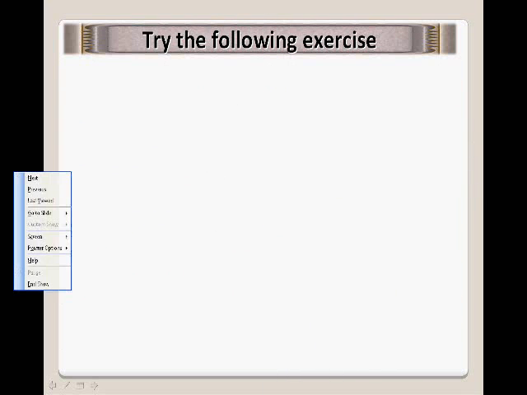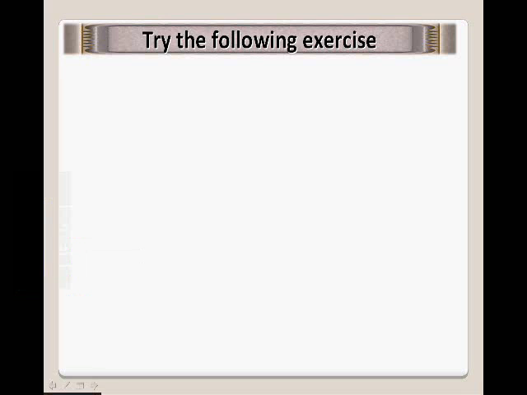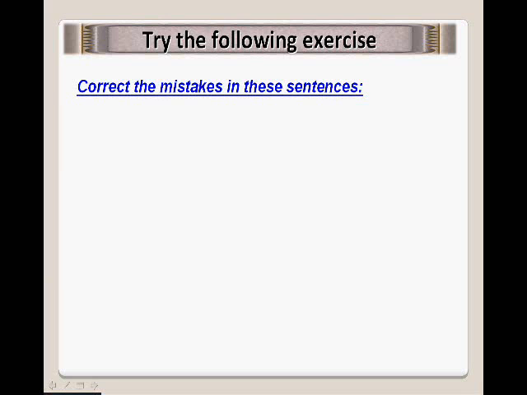So after we finished all the rules, let's try the following exercise. Correct the mistakes in these sentences. So of course, as you know from the rubrics, it means that we have a mistake and we are to correct this mistake. And of course the mistake is underlined in this case, okay? It's in another color and it is underlined. Number 1, elephants are large animals.